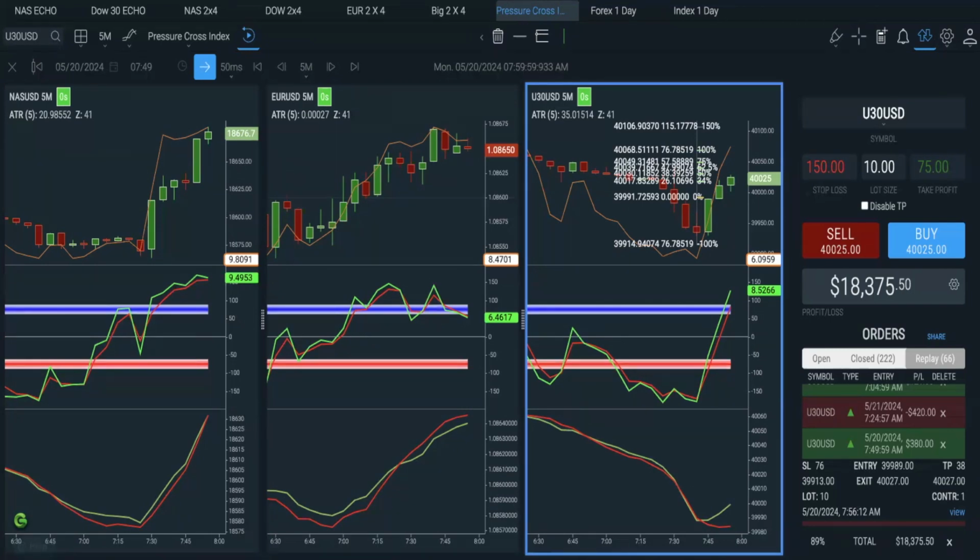And there you have it. That's the trade of the day. As you wish to back test the strategy, start as I did back on February 20th of 2024, and see if your results match mine.